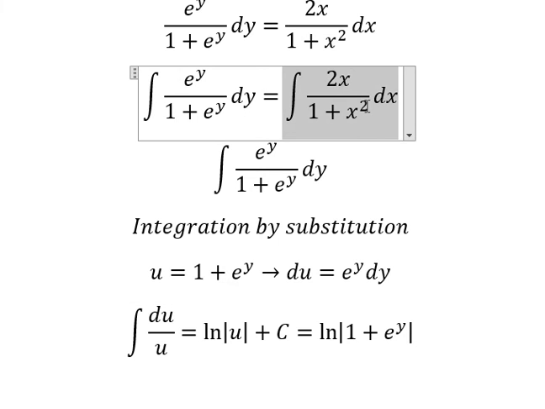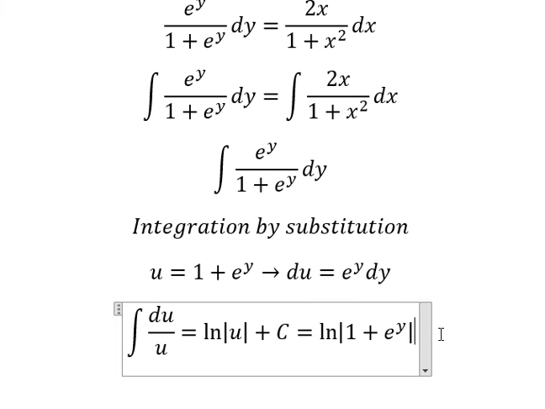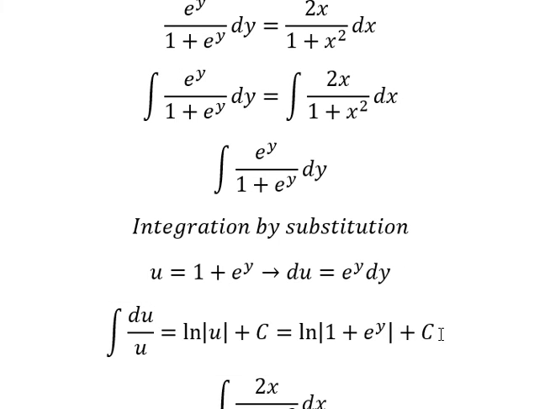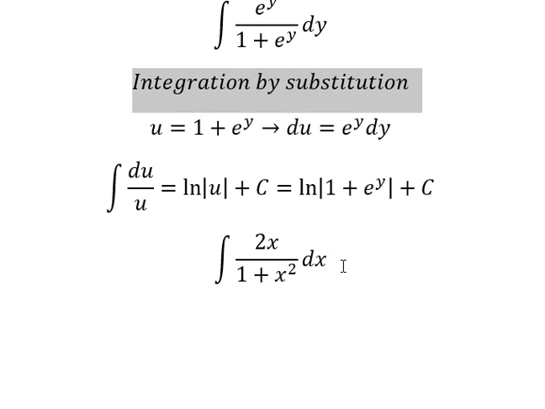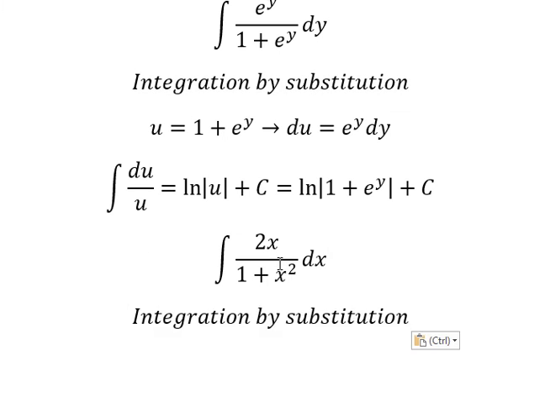Now let's go to the second one. We continue to use integration by substitution. So I will put u equals to 1 plus s squared.